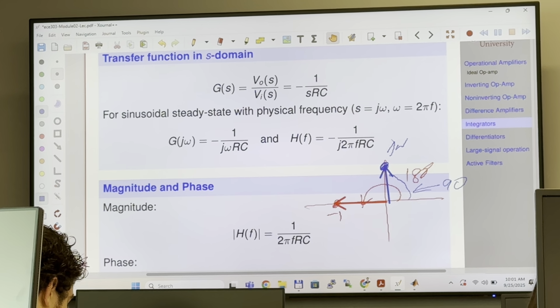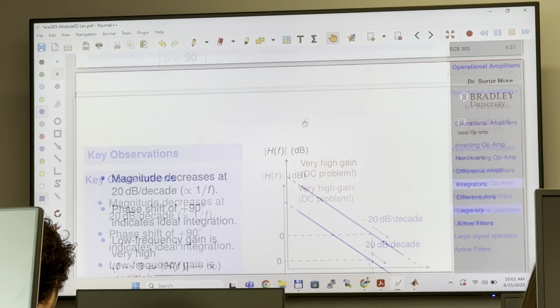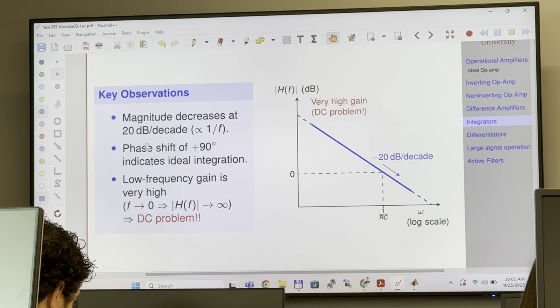So that is the reason this ideal integrator has a DC problem. Because when S equals 0, when frequency is 0, this gain becomes infinity. And that's why you cannot start with 0 frequency. You have to have some frequency. So does that basically mean the op-amp will explode? Oh yes, at that frequency the gain is infinity.